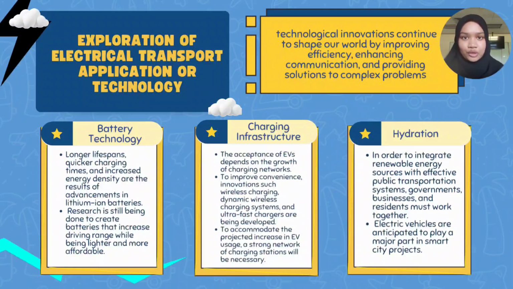So for the second point, which is charging infrastructure, the acceptance of EVs depends on the growth of charging networks. Moreover, to improve convenience, innovations such as wireless charging, dynamic wireless charging systems, and ultra-fast chargers are being developed. To accommodate the projected increase in EV usage, a strong network of charging stations will be necessary.